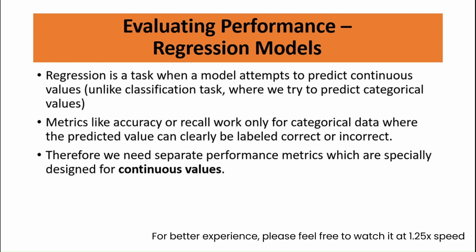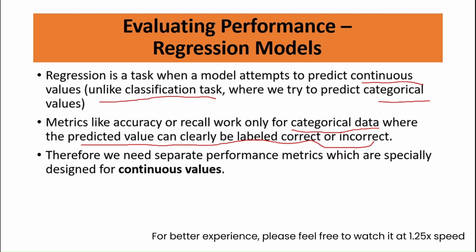Next, move on to evaluating performance for regression models. Regression is a task where a model attempts to predict continuous values, unlike a classification task where we try to predict categorical values. Metrics like accuracy or recall work only for categorical data, where a predicted value can clearly be labeled correct or incorrect. For example, for a regression model for consumer spending, if the model predicts a spending of $490 compared to the actual spend of $500, how do we say if it was a correct or incorrect prediction?